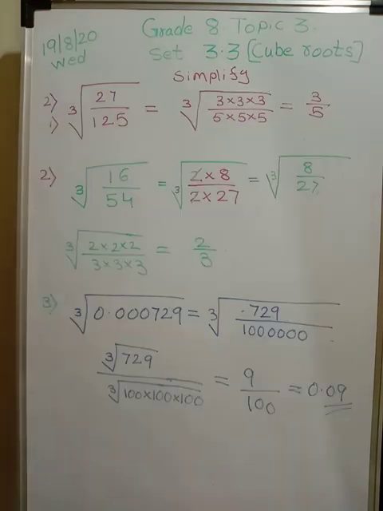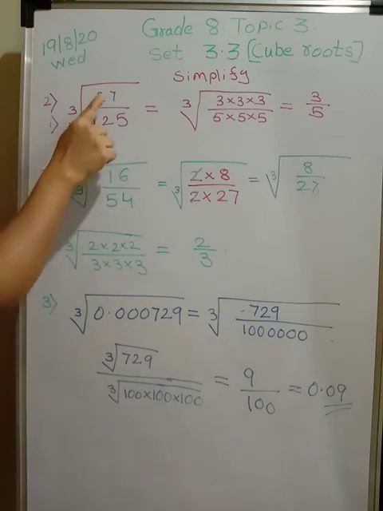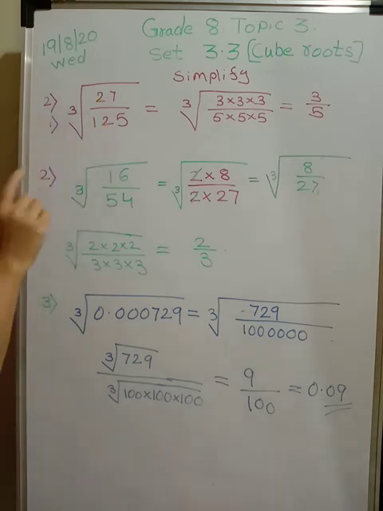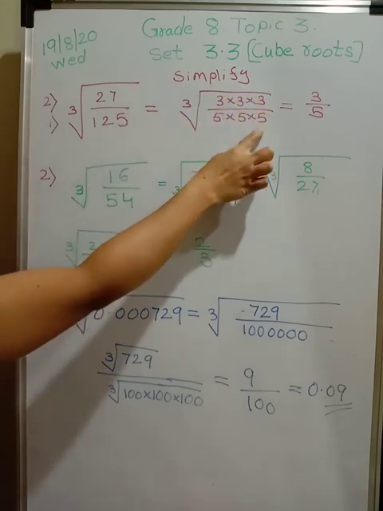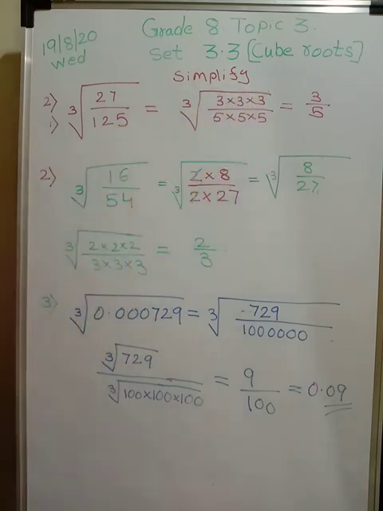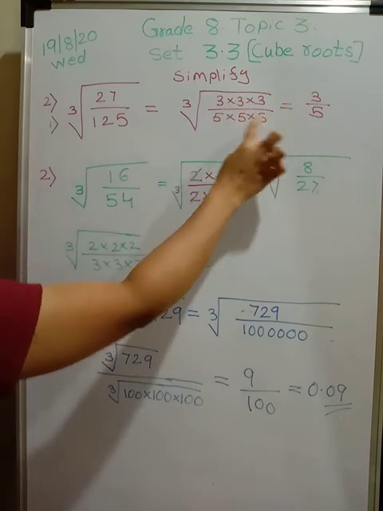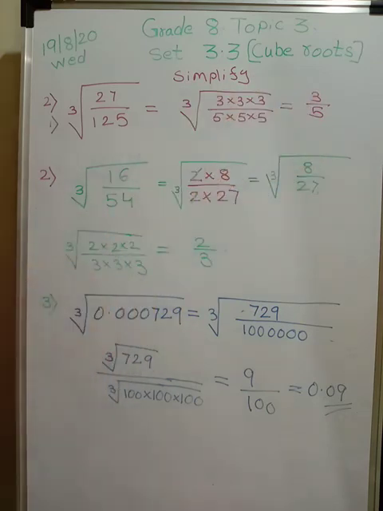Let's go for simplify, that is the second problem. Cube root of 27 upon 125. 27 is 3 into 3 into 3. 125 is 5 into 5 into 5. I am removing this cube root sign. So only 3 will be out, 5 will be out. Answer will be 3 upon 5.